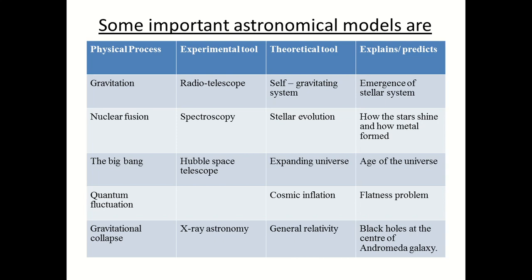Another physical process is the nuclear fusion process. The experimental tool to study nuclear fusion is spectroscopy. Spectroscopy means by analyzing the spectrum, we can determine the energy of the radiation coming from that particular celestial object. The theoretical tool used is stellar evolution, and it tries to explain how the stars shine and how the metals are formed inside a star.